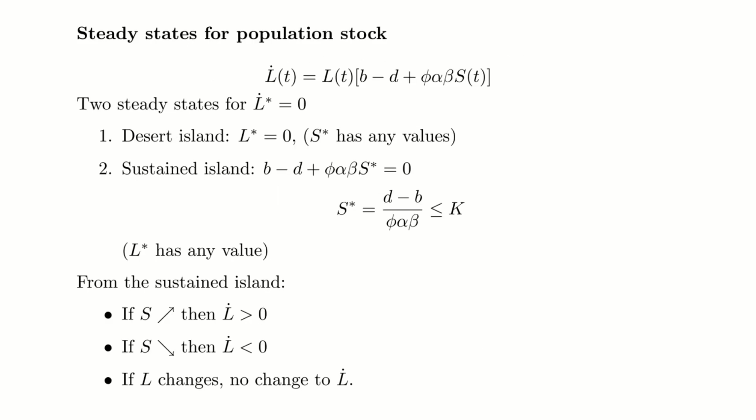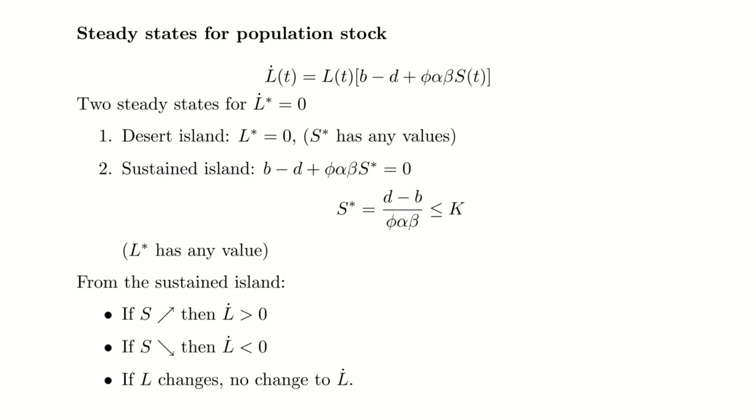The steady state values are again noted with stars. As before, we find the steady states by setting either factor of L dot to 0. The simplest case is L equals 0, corresponding to an island with nobody on it. We may call it the desert island. As for resources, no stock means no increase in stock. The more interesting steady state corresponds to B minus D plus phi alpha beta S equals 0, the sustained island case. This means that if S equals D minus B divided by phi alpha beta, then the population will be stable no matter its size.